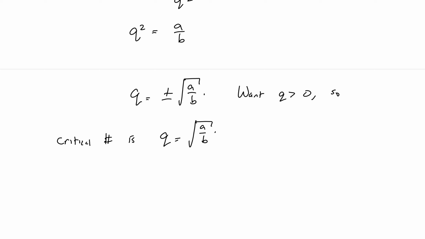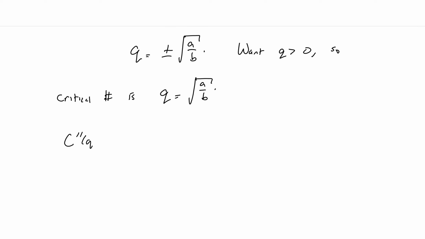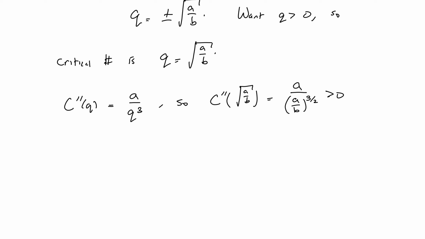And now we want to make sure that this actually gives us a minimum, so we look at the second derivative. That's just 2A over Q cubed. So if we evaluate this at our critical number, this is 2A over B to the 3 halves, which is positive. So this gives a minimum. So this value of Q equals the square root of A over B gives the minimum. So that's how many we should order to minimize our cost.